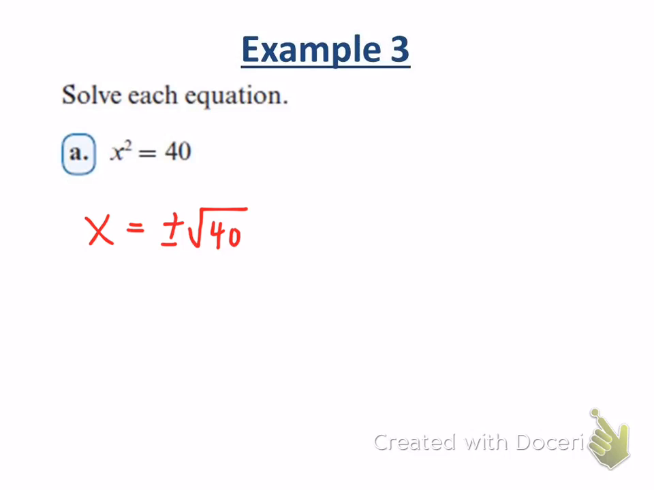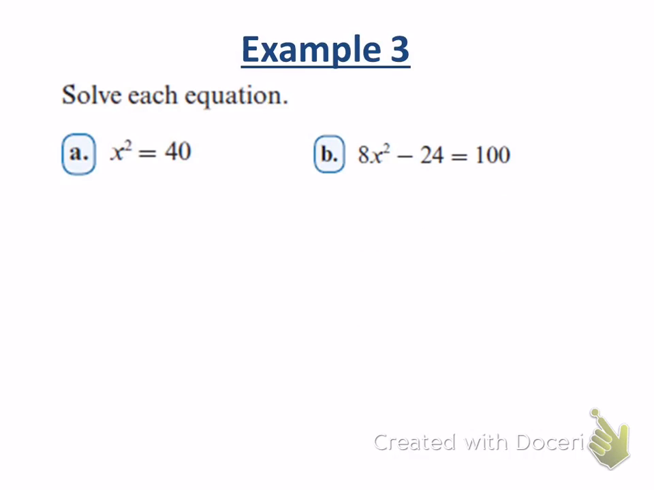But I'm going to simplify it. What perfect square will divide into 40? 4, how many times? 2 times the square root of 10 is what we have, right? 4 goes into 40 10 times. The 4 gets to pass through the radical. The 10 is trapped inside. Okay? Couple more and we're done.